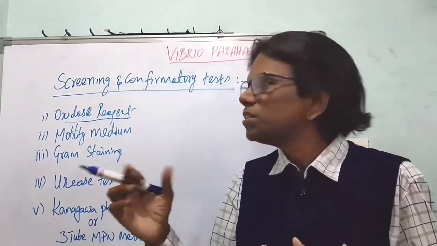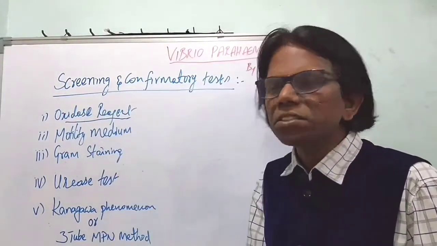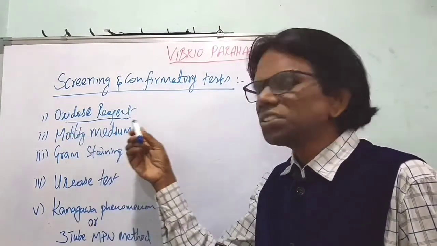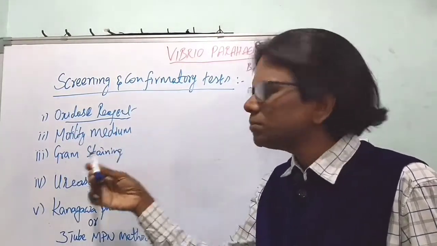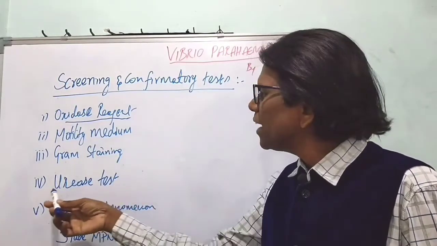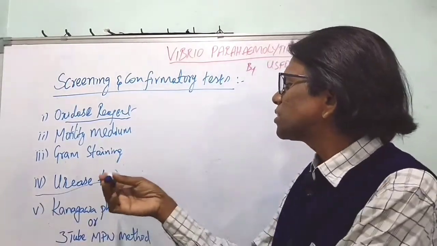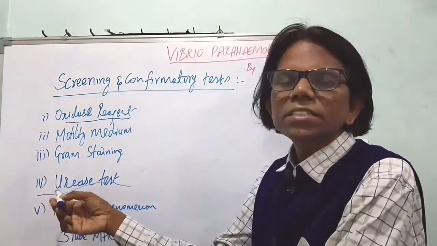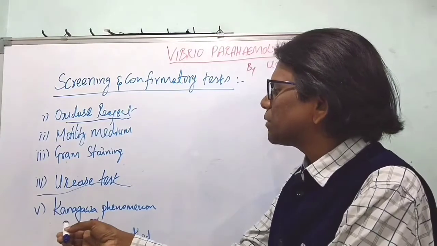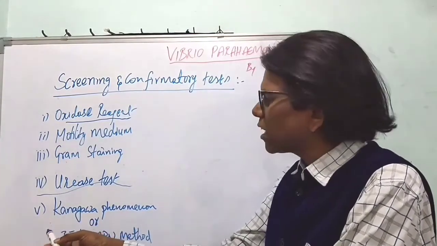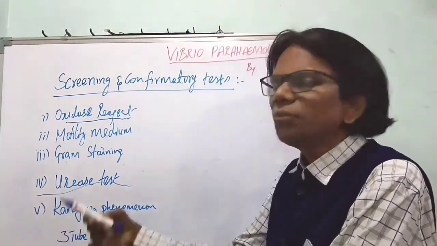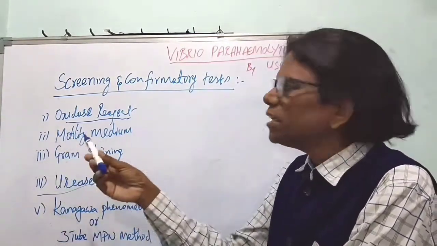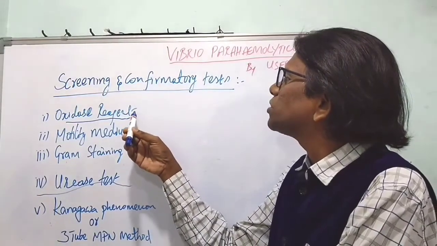Now Vibrio parahaemolyticus screening and confirmatory tests. These are some of the screening methods: oxidase reagent, motility medium, gram staining test, and a urease test. And these are the confirmatory methods. If the screening is positive, then we will go for the confirmatory test by using Wagatsuma agar, the Kanagawa phenomenon, or we can go for the 3-tube MPN method. Now let us see what is the oxidase reaction, oxidase reagent.